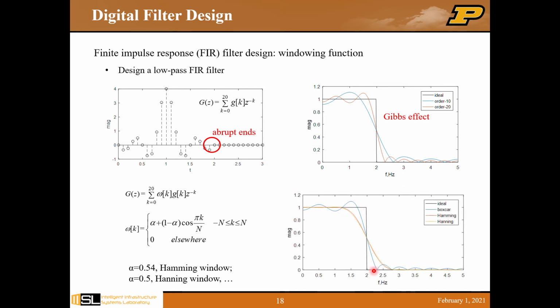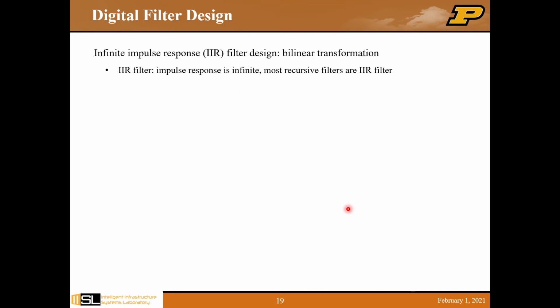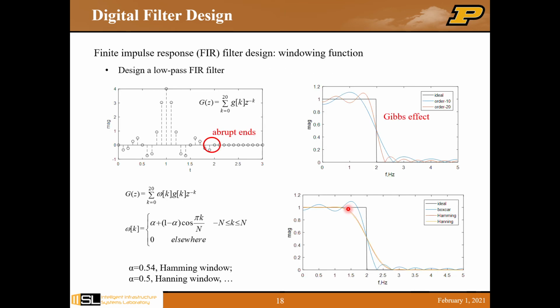So here are the results. If we apply the Hamming window or Hanning window, we can mitigate or almost get rid of the ripple in the stopband and the passband here. All right, so hopefully you get a better understanding of how to design an FIR low pass filter using the window function.